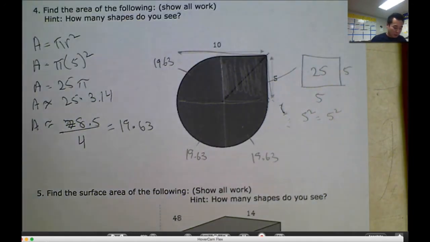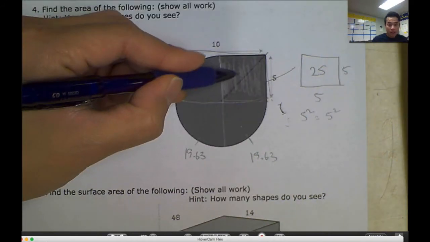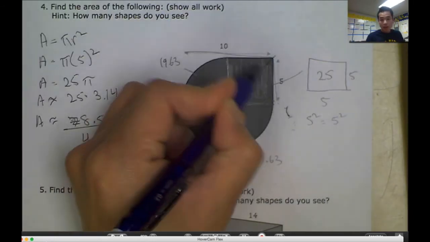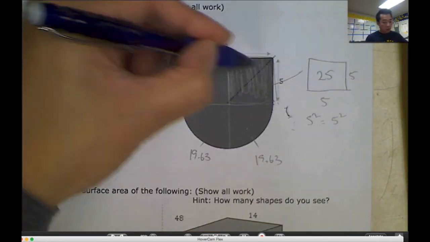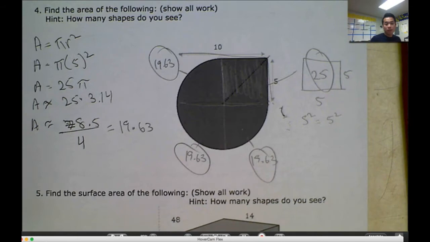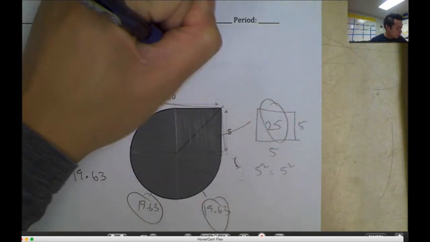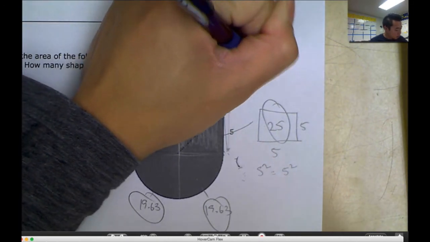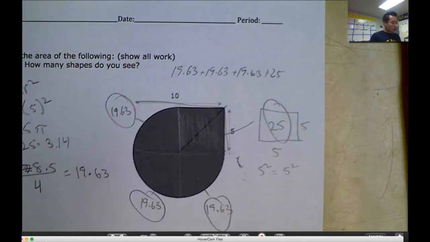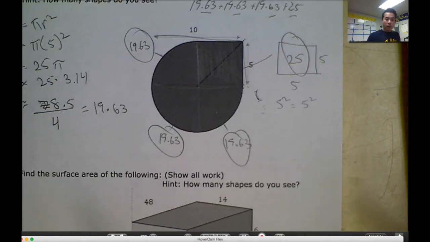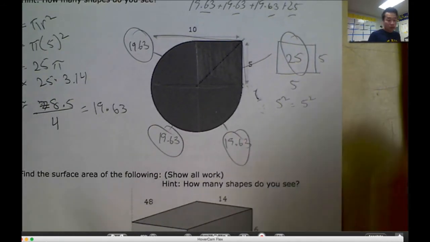If you really want to figure it out, you can go 25 minus 19.63, and really in here is 19.63 and then 5.37 left over, which is probably this piece that's poking out right there. So to find the total area of this figure, I just add those 4 numbers together. So it's going to be 19.63 plus 19.63 plus 19.63 plus 25. Those are all of the shape. Here's 1 part, 2 part, 3 part, 4 parts, because I split this shape into 4s. 3 parts of a circle, 3/4 of a circle, and then a square.